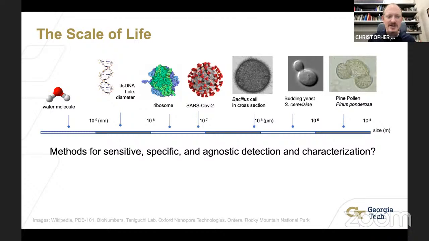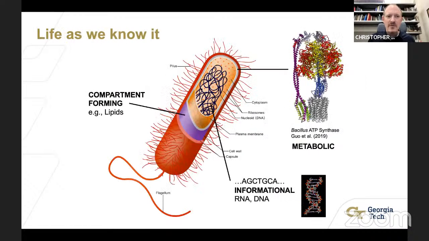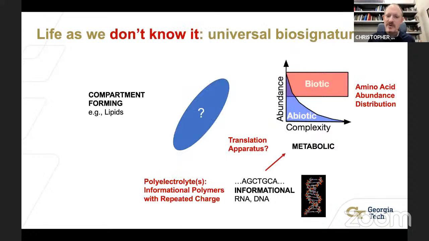And so we have to ask ourselves, what are some methods for sensitive, specific, and agnostic detection? I'm going to try to address that question, focusing on nanopore and a related technology, nanogap, today. So for each of these classes of molecules for life as we know it, we can think about what would be our approach to detect life as we don't know it.